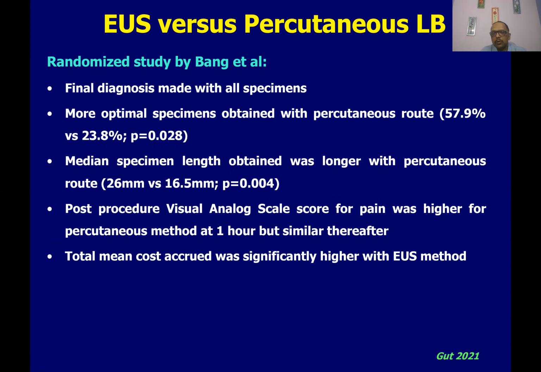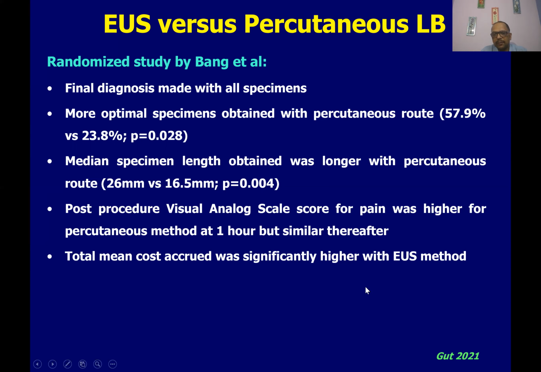Now, what about EUS guided liver biopsy versus percutaneous liver biopsy? There have been a lot of retrospective studies which have compared these two routes and have shown that the diagnostic accuracy is comparable. However, the adverse events were fewer with EUS guided liver biopsy as compared to percutaneous liver biopsy, especially the pain. But then we needed a randomized study to find out which of these two routes is best.